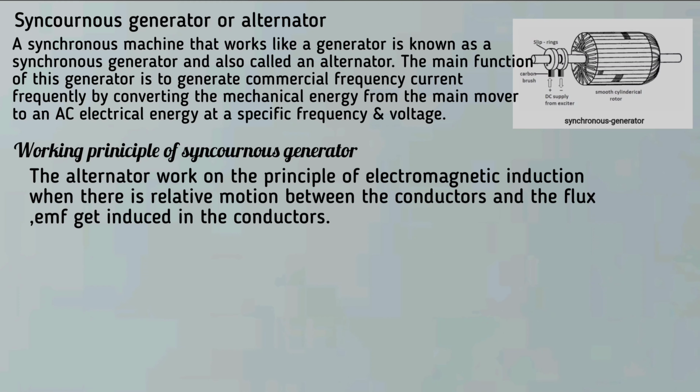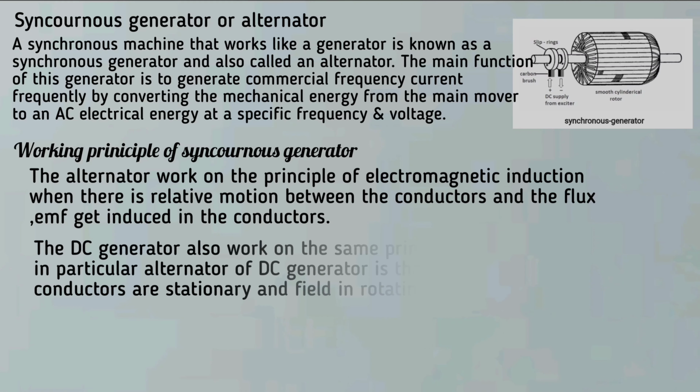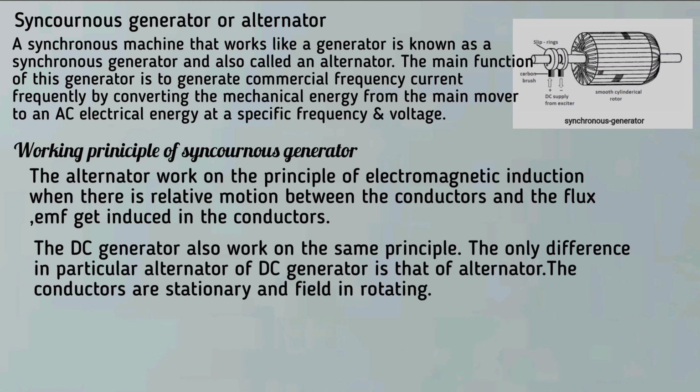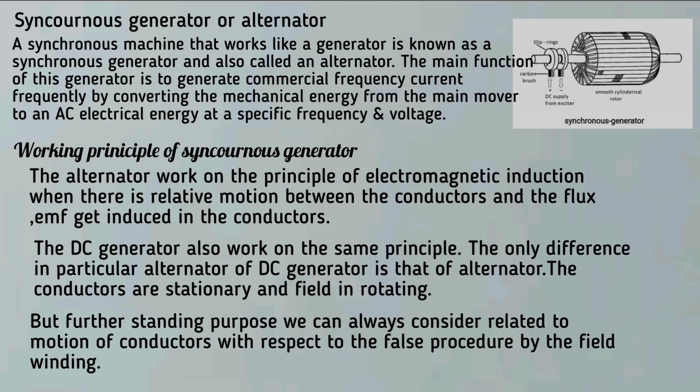The alternator works on the principle of electromagnetic induction: when there is relative motion between conductors and the flux, EMF gets induced in the conductors. The DC generator also works on the same principle. The only difference is that in an alternator the conductors are stationary and the field is rotating. But for understanding purposes, we can always consider relative motion of the conductors with respect to the flux produced by the field winding.